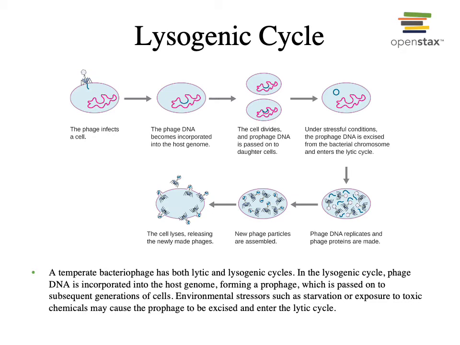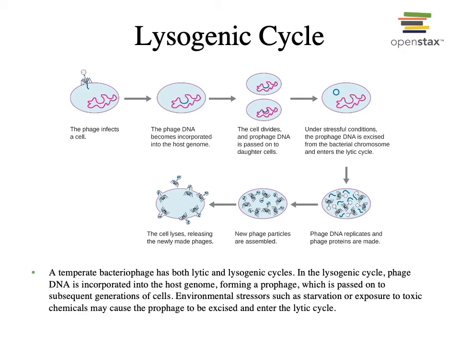Now, that lysogenic viral cycle is a little bit different. And remember, sometimes you'll see it as the temperate cycle. So it starts out the same. You have to have that attachment. That bacteriophage, that virus finds its host cell, then it attaches to it. Then it has to do the penetration stage where it injects its DNA somehow into that host cell.